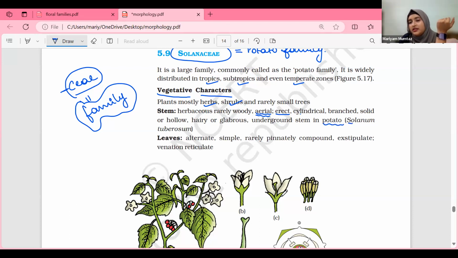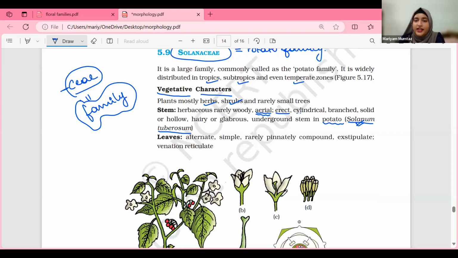And remember this scientific name also. Solanum tuberosum is the scientific name of potato. So Solanum, now you understand where this Solanum comes from? Solanaceae, because the family is Solanaceae. So this genus name is derived from the family name. Understood?